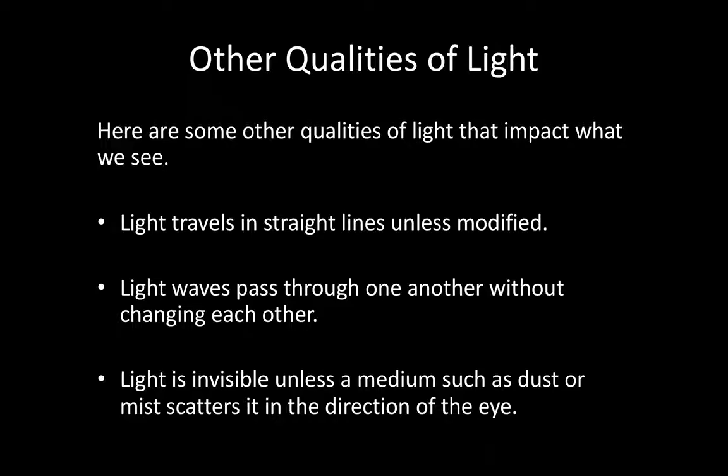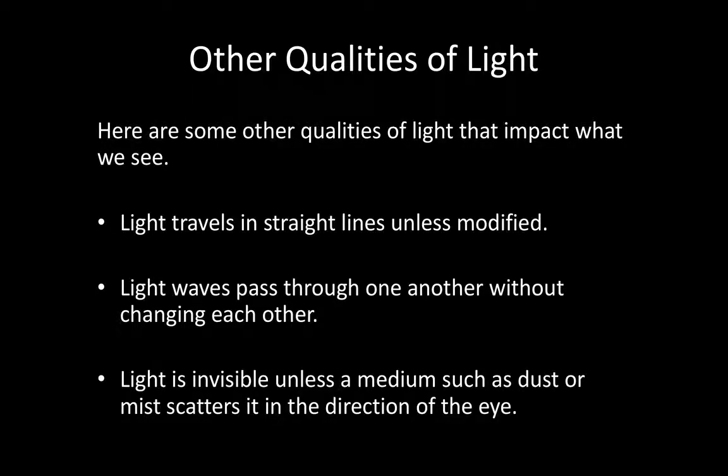This is helpful because if I have a whole bunch of lights that I'm creating a light plot or a lighting design with, oftentimes those beams of light pass through one another on their way to the object that I'm shining that light on. But those beams of light passing through one another don't have any effect on each other. They just don't change.